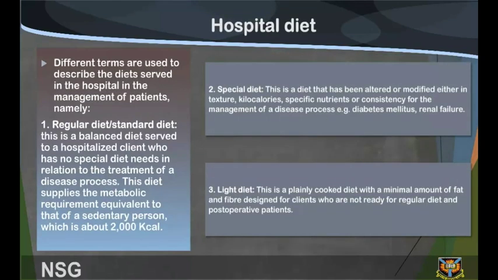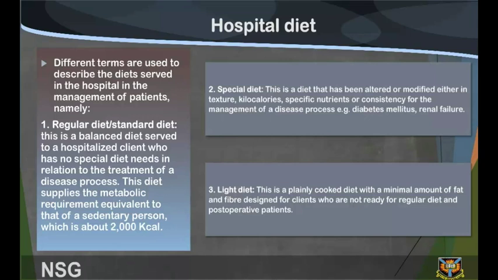Hospital diet. Different terms are used to describe the diet served in the hospital in the management of patients, namely regular diet or standard diet. This is a balanced diet served to a hospitalized client who has no special diet needs in relation to the treatment of a disease process. This diet supplies the metabolic requirements equivalent to that of a sedentary person, which is about 2000 calories.